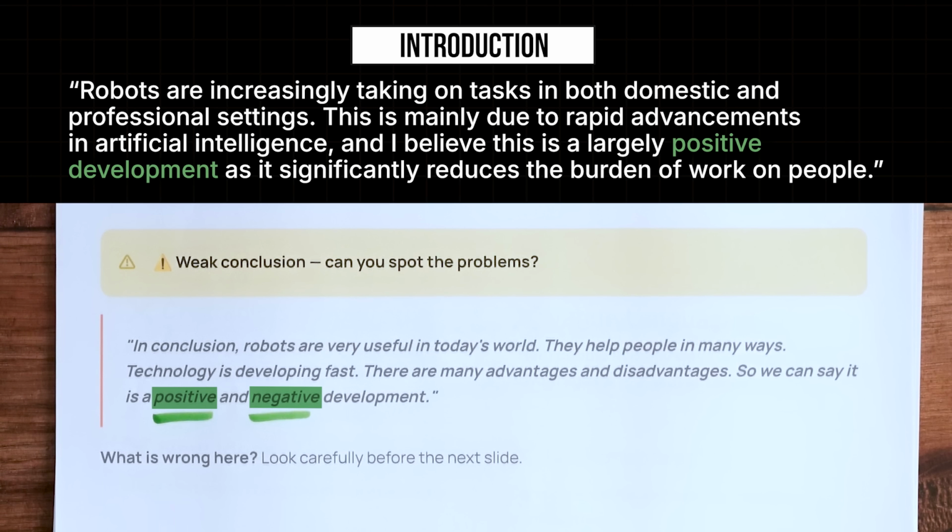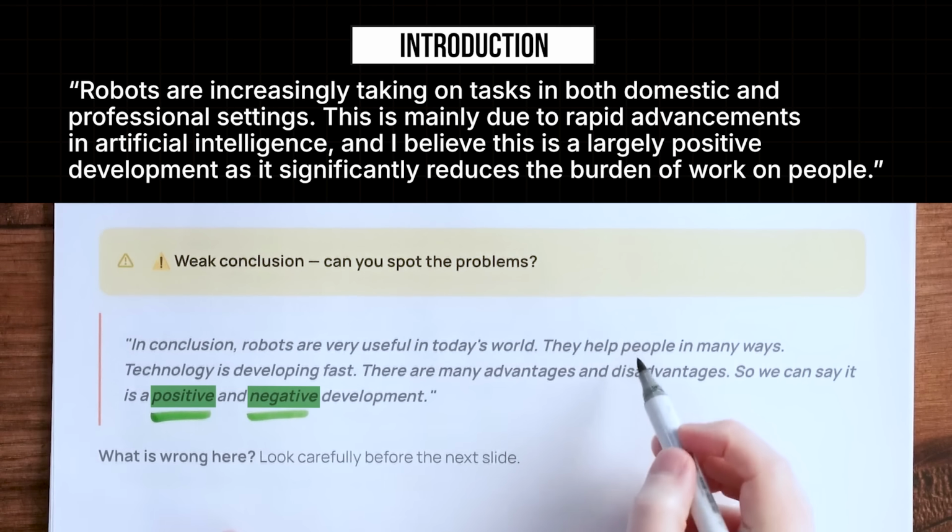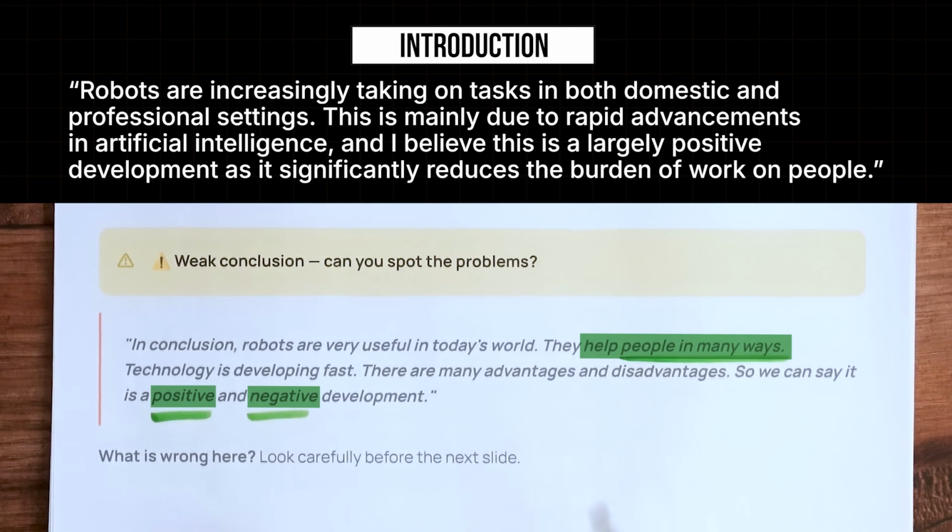You shouldn't say things like, I think it's a good thing in the introduction, and then you get to the conclusion, you're like, actually, it's quite bad. You shouldn't change your mind halfway through because it's confusing for the reader. It's also very vague, so things like it helps people in many ways. Try and avoid very vague language.